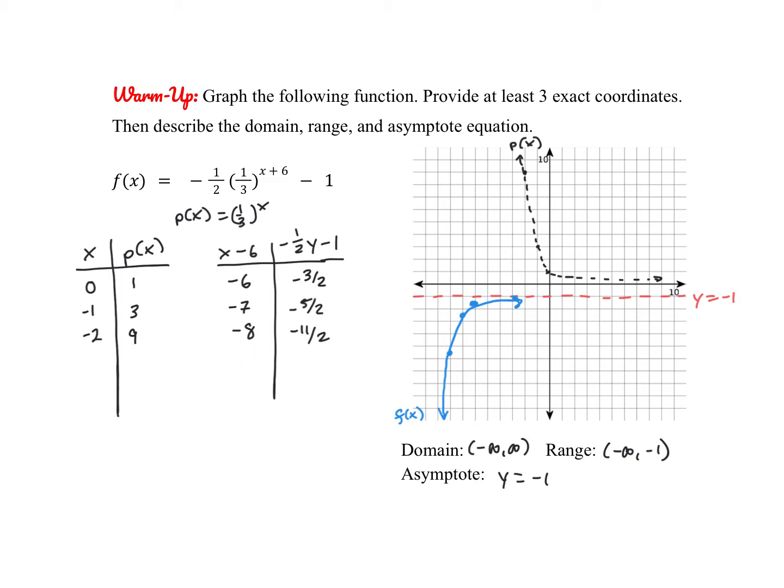So you want your graph to go to the right 6, and then you have a vertical reflection, vertical shrink, and it goes down 1. So if you transform your coordinates from your parent function, you have 3 exact coordinates, and you have a really exact graph. Remember, since your entire graph is shifting down 1, your horizontal asymptote also shifts down to y equals -1.